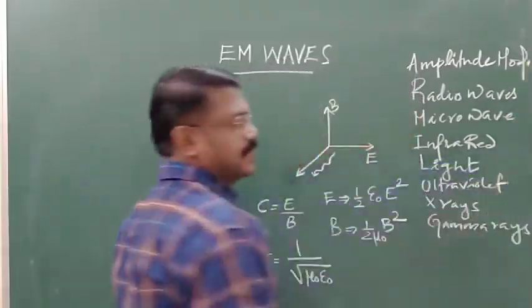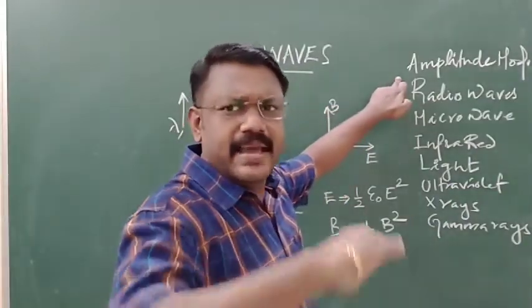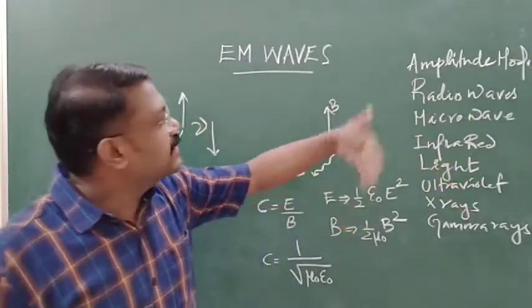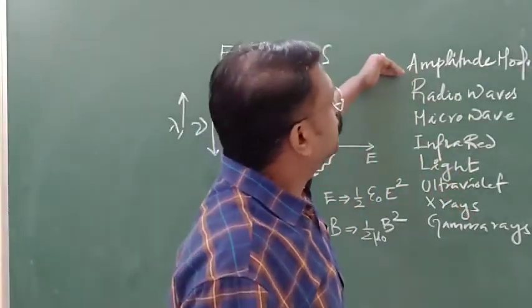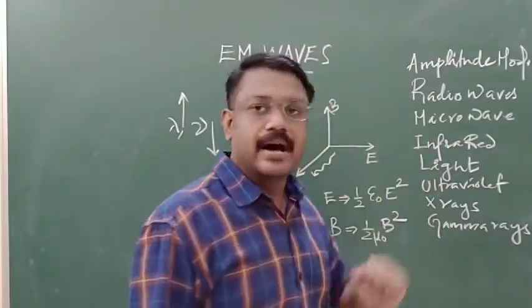It's a special kind of electromagnetic wave. Anyhow, the amplitude modulated wave is not a basic electromagnetic wave. That is why it is not included in some books. But in some books, you can list amplitude modulated wave, radio wave, microwave, infrared, light, ultraviolet, X-rays, and gamma rays.